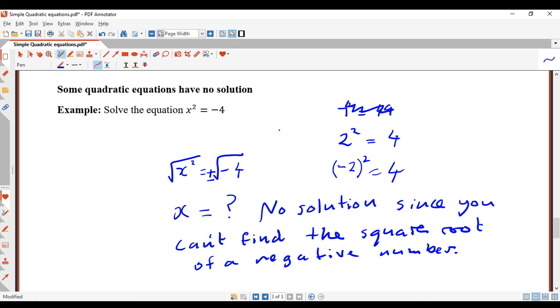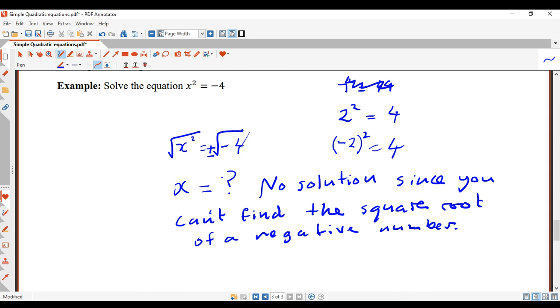So that's why you can't find the square root of a negative number. So anytime you get a negative number inside the square root sign, you're going to have no solution. Okay, and that's it for today.